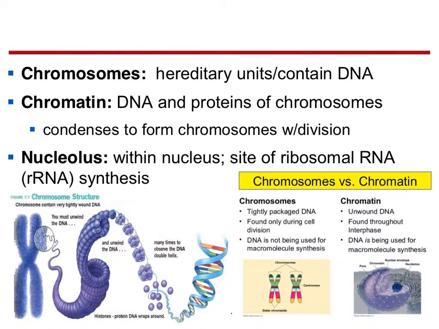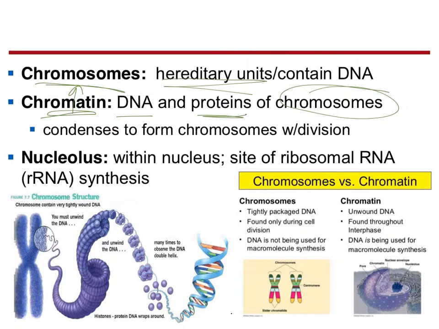Chromosomes are contained within the nucleus. Chromosomes are structures. They are hereditary units that contain the DNA, which is what codes for the genes. Chromatin is the material that makes up chromosomes. Chromatin, I should say, is a combination of DNA and certain types of proteins, and this DNA and protein combination makes up the chromosome, and we call that DNA protein combination chromatin.